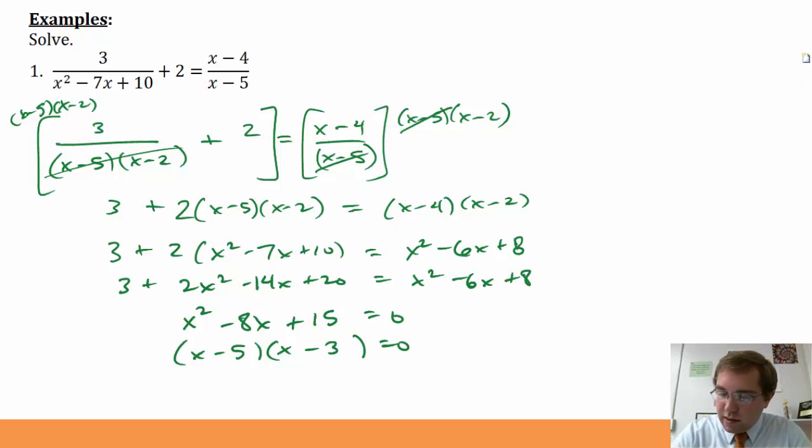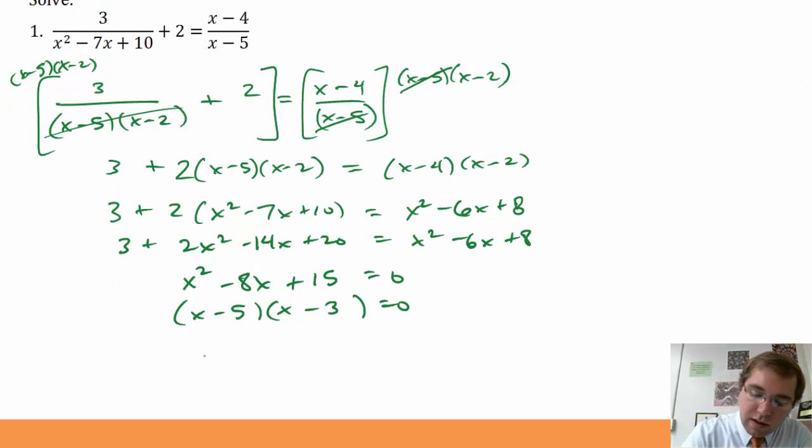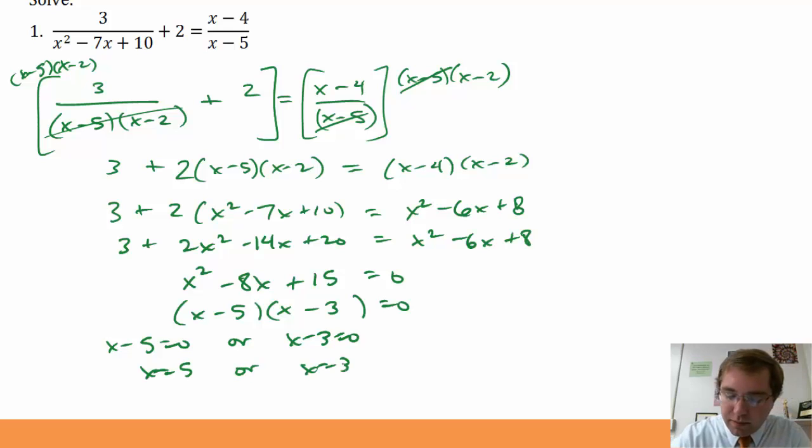So that means that x minus 5 equals 0, or x minus 3 equals 0. So x equals 5, or x equals 3. I need to check for any extraneous solutions, anything that appears to be a solution but is not actually a solution.